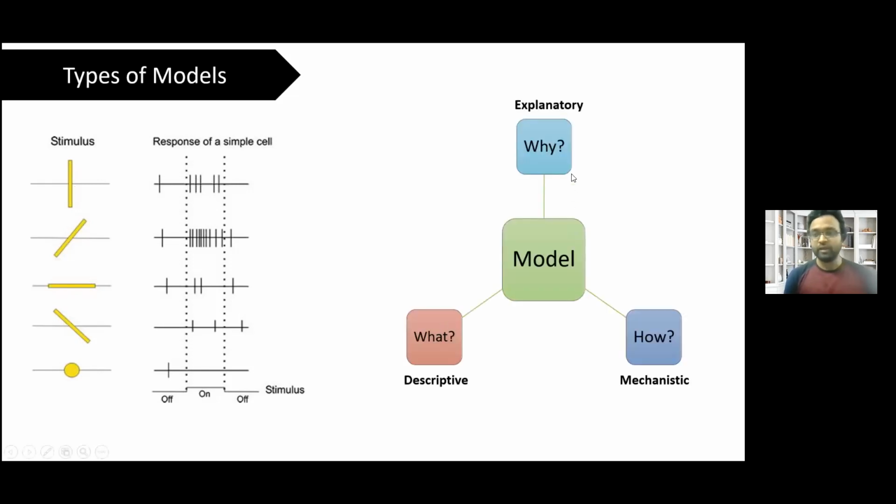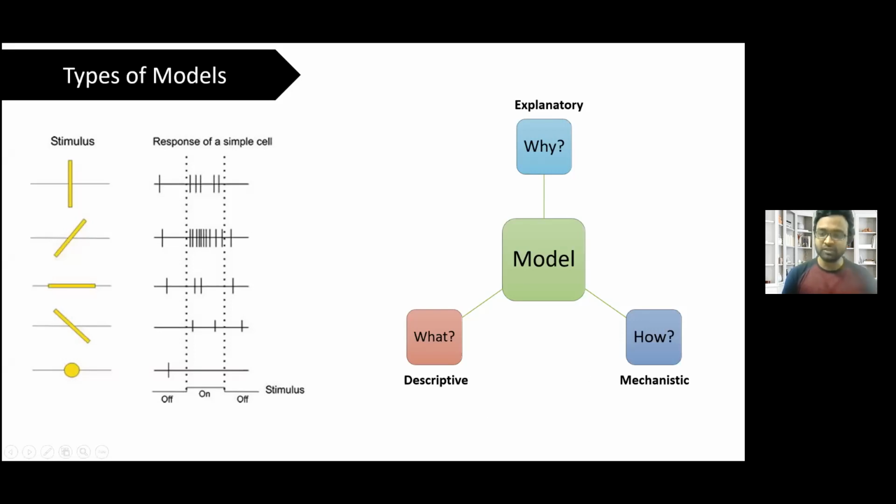The questions that you can ask from this particular data are usually of three kinds: what, how, and why. The what questions are mostly descriptive, like what is the activity evoked for one particular orientation. In this particular case, the maximum activity is evoked at a 45-degree oriented line, but if we change the angle of orientation, it may evoke a different activity. So what orientation evokes what activity is the kind of question that we could ask.